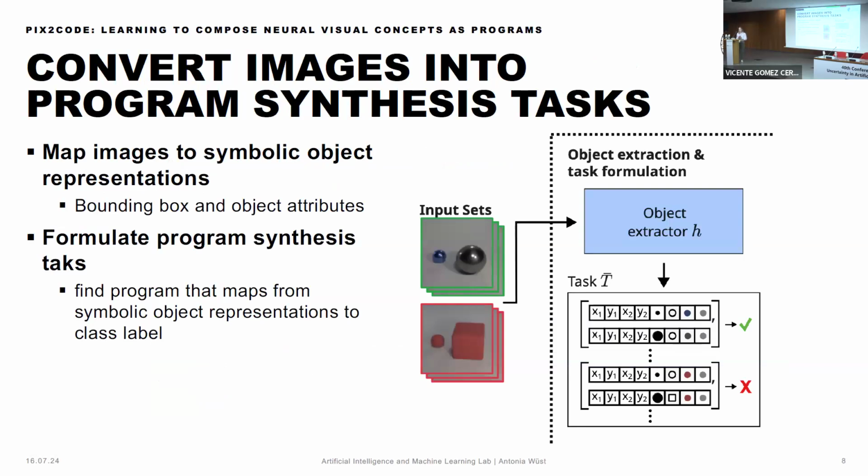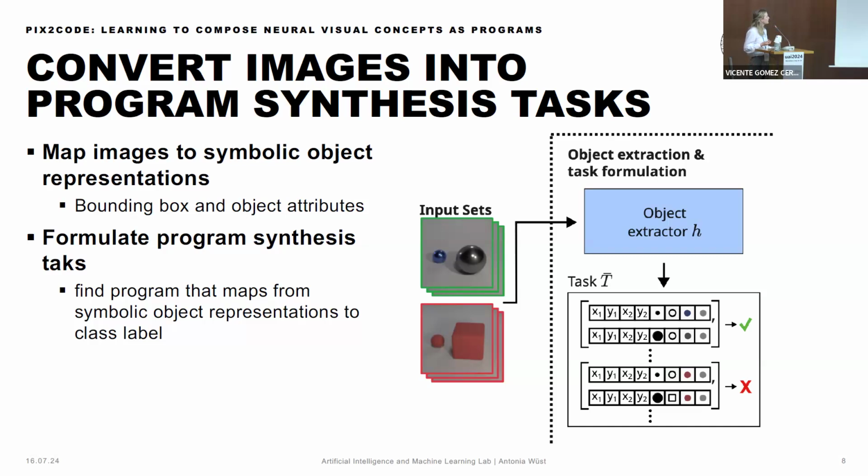And how do we do that? As I said before, program synthesis has been applied mostly to symbolic domains like text editing or list processing. And so we decided to first map the image to some symbolic representation. And this is done by an object extractor that is processing each image and detecting the objects in the image so that we get a bounding box and also various attributes of the objects. So for this example image here, we get 2 symbolic representations for the 2 objects with the bounding box and the attributes like size, shape, and so on.